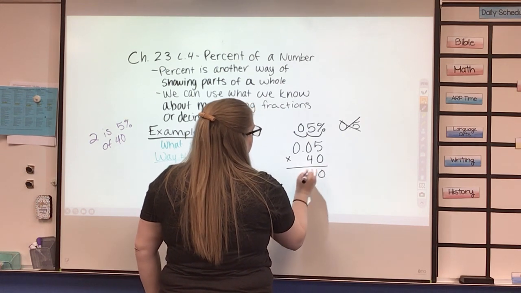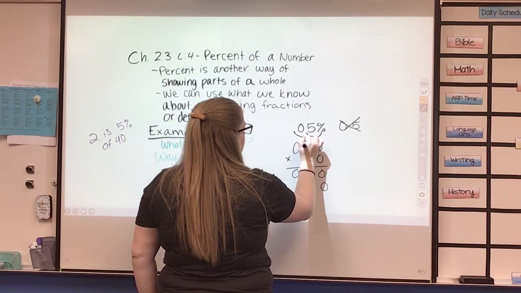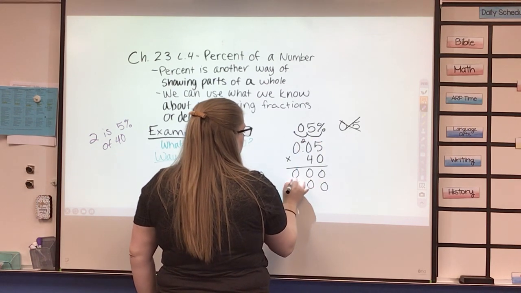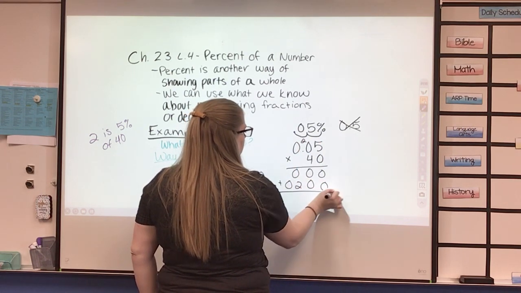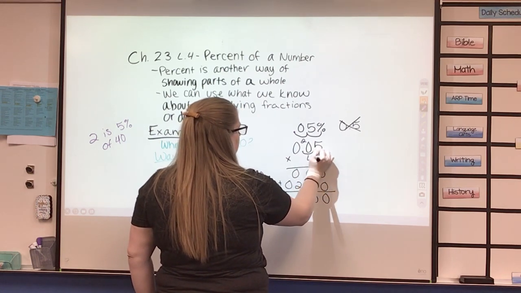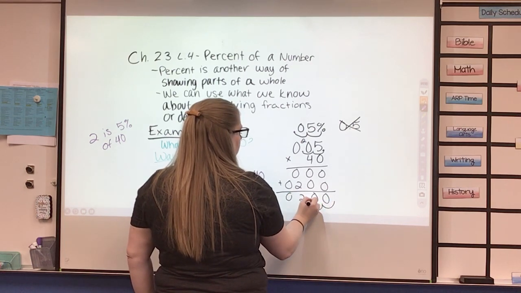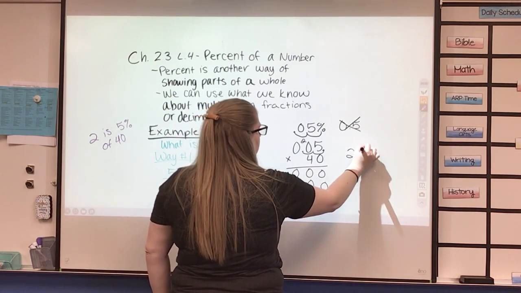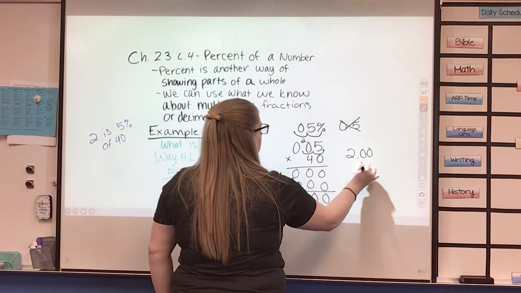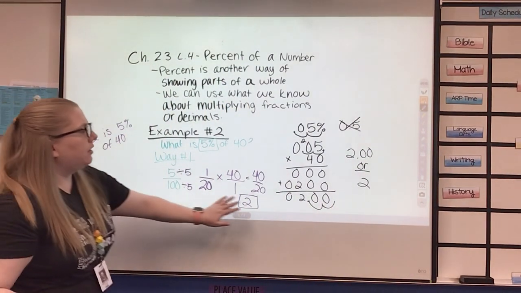0, 0, 0. Placeholder 20, carry the 2, 2, and 0. Remember I did this, I always forget this. Right, and then 2.0, 4, 2. Okay, so either way, I get 2.